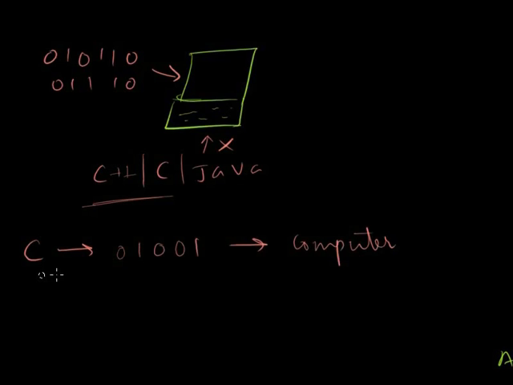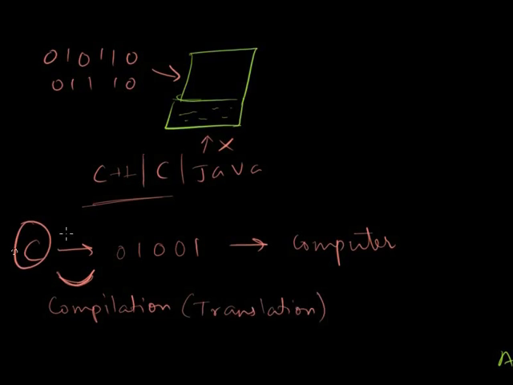This process of conversion is called compilation. It is nothing but translation. You translate a language known as C into the binary language. So this is called compilation.